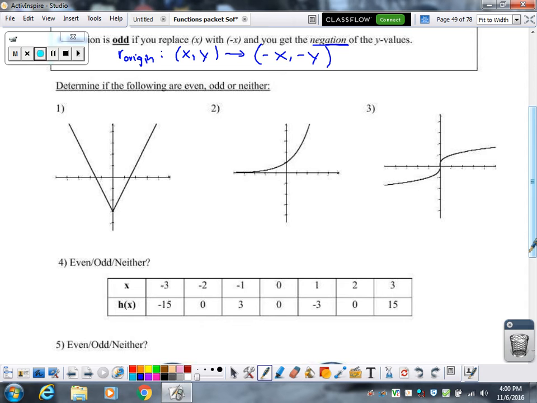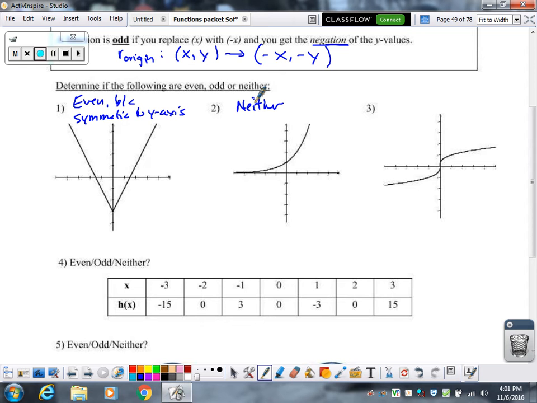And we say, yes, we have symmetry with respect to the y-axis because of its shape. This is even because it is symmetric to the y-axis. Number 2, ask the same question. Does it have symmetry? Is it symmetric with respect to the y-axis? Is it symmetric with respect to the origin? Both of those questions say no. Therefore, it is neither. It doesn't have any symmetry. And that's okay. Functions don't have to have symmetry.